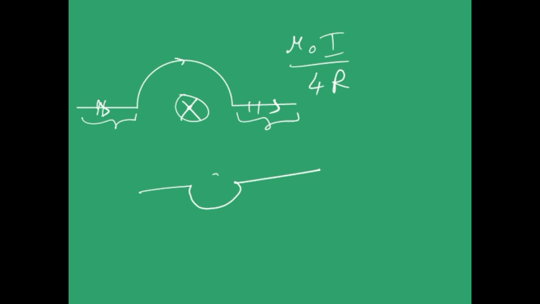Finally, I'm going to get the magnetic field only due to this semicircular part, which will be mu naught I by 4r. You know that mu naught I by 2r is the magnetic field when you have a complete circle. Since it is a semicircle here, you have mu naught I by 4r, okay? And the direction is from the right hand rule. Here it is this one, into the paper. And if you had a situation like this, then it would have been this one, coming out of the paper.